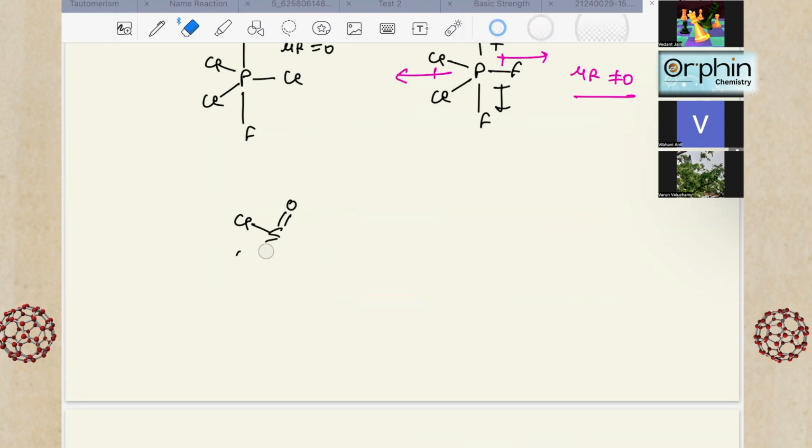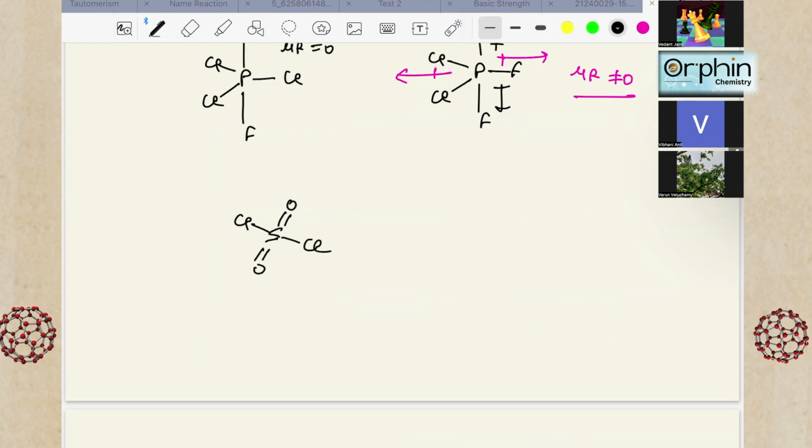You can draw it like that also. Now it will be non-polar, sir. You can see it is tetrahedral and the bonds are just equal and opposite, so it will be non-polar. But the thing is, it is not a planar geometry, right? This is tetrahedral. Bond angle is 109 degree 28 minute.